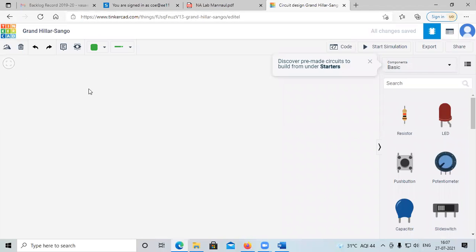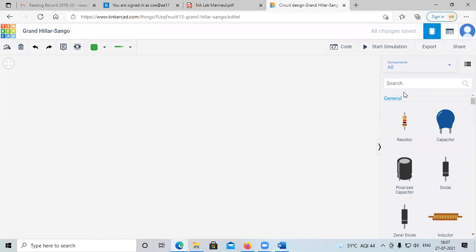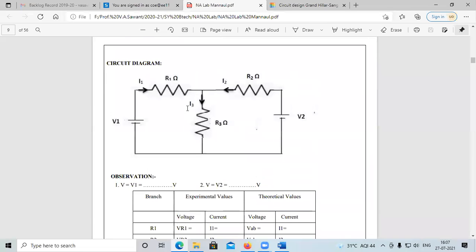Okay, see here, if we click on create a new circuit, after you click on this link, this window will open. Now see here, first of all go here, components is given, and here basic is given. First of all select here all component. Okay, now as per our circuit diagram, see here, our circuit diagram is here.